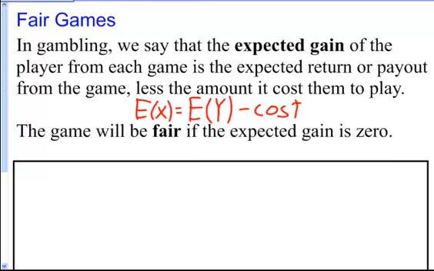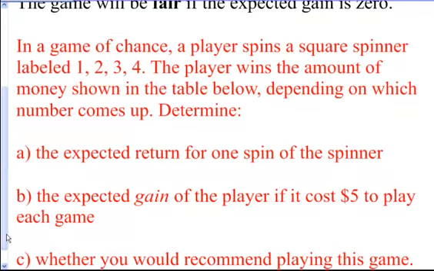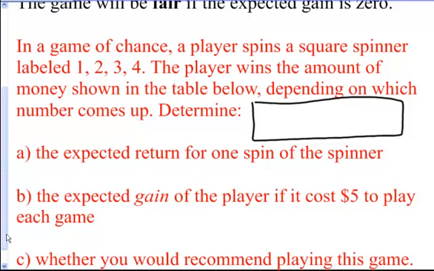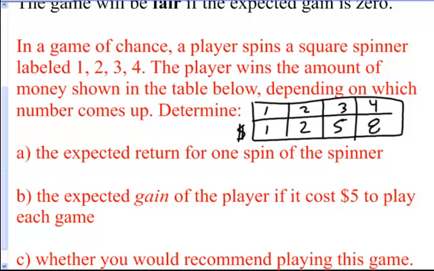So, if that is equal to 0, then it's considered a fair game. So if we look at our problem here, we have a spinner, and when that spinner lands on 1, we get $1. If it lands on 2, we get $2. If it lands on 3, we get $5. And if it lands on 4, we get $8.